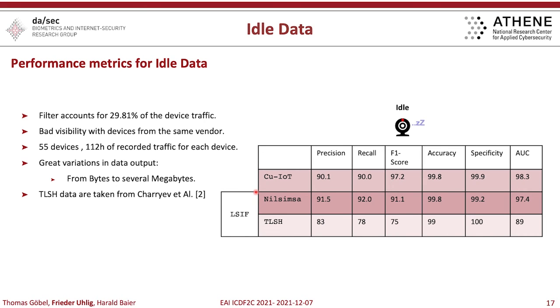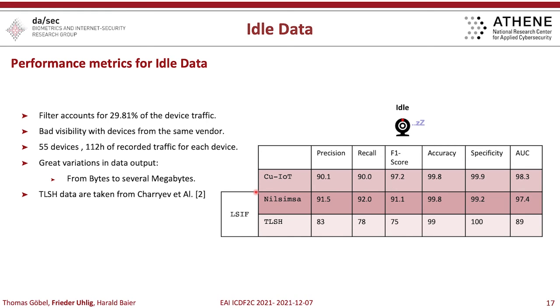But also, we saw a lot of devices that in their idle phase basically produce nothing but a short keep alive or something like that, just a short ping. And there's a great variation between those devices on how much data they ultimately emit. Some of those devices might only produce, in their whole idle lifetime, a few bytes, and others might produce a few megabytes. For the ones that produce only a few bytes, CU-IoT is actually not very good at determining these.